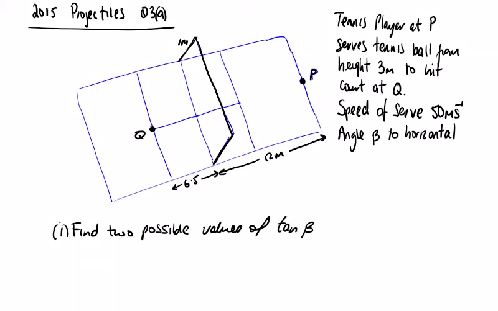2015 Projectiles question 3 part A. This is my attempt at drawing a tennis court, just a diagram that was given to you in the question. We're told that a tennis player stands at P, serves the ball from a height of 3 meters to hit the court at Q, and the speed of the serve is 50 meters per second, and it's at an angle beta to the horizontal. Find two possible values of tan beta.